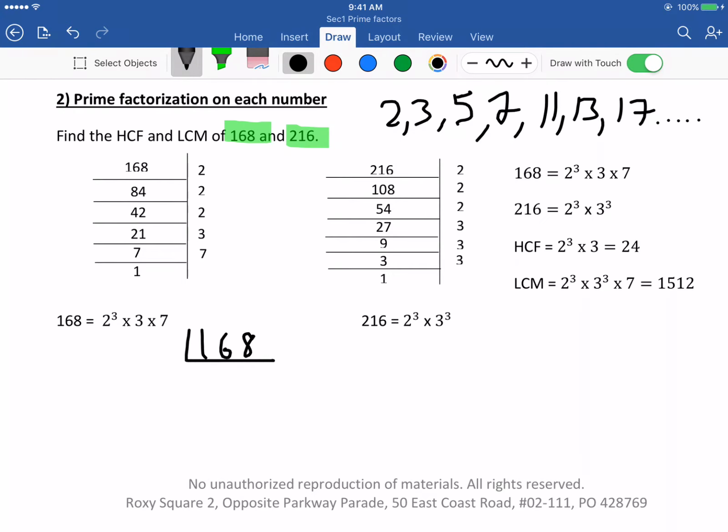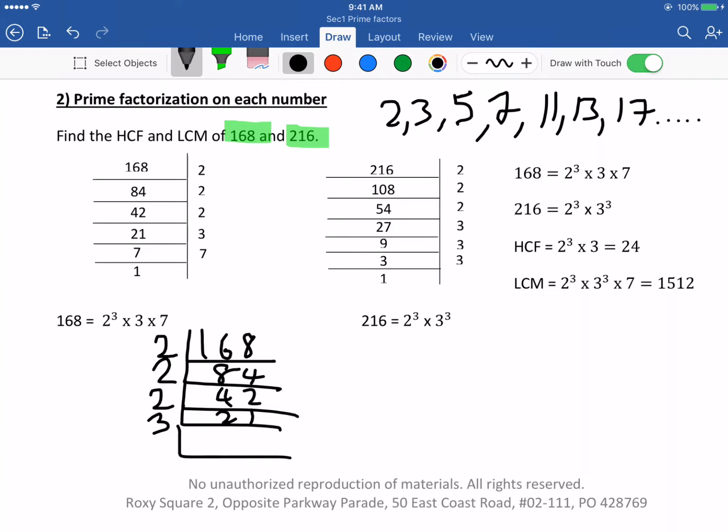So can 168 divide by 2? Yes. Divide by 2 is 84. Can you divide by 2 again? Yes, 42. Can you divide by 2? Yes, becomes 21. Can you divide by 2? No. So we have to do the next one. Divide by 3, so it becomes 7. Divide by 7, there's actually here 1. So 168 will just be equal to 2 to the power of 3 times 3 times 7.